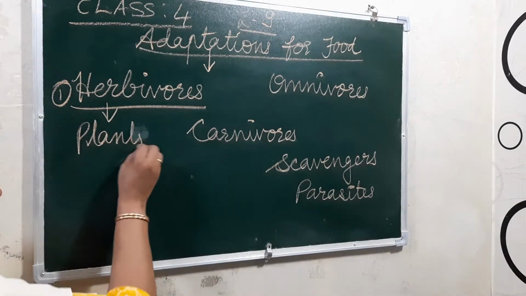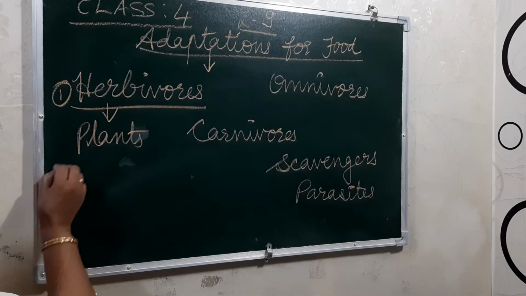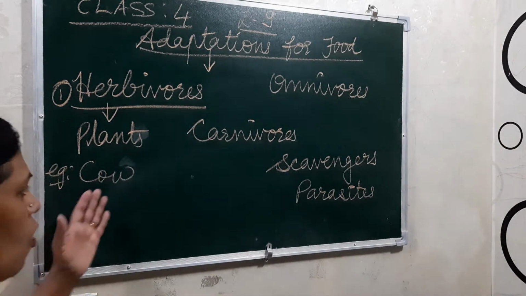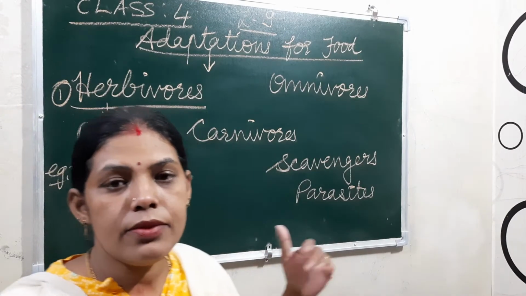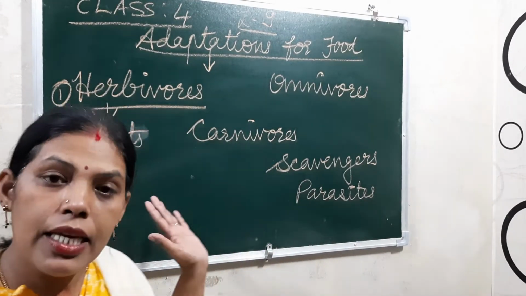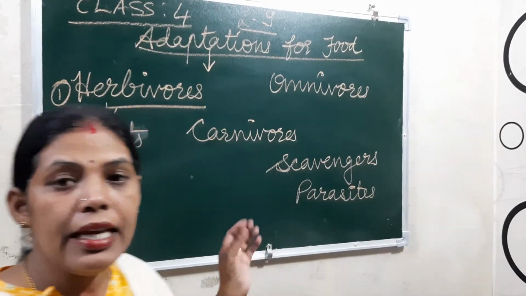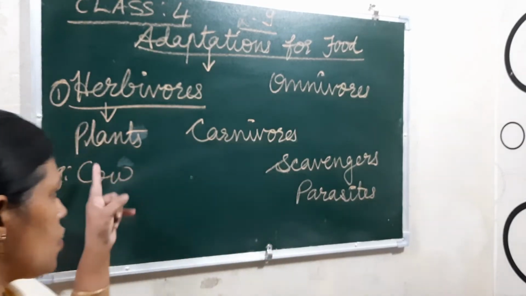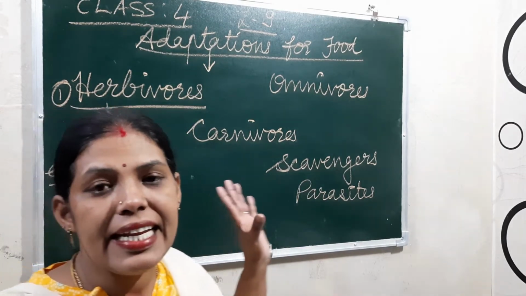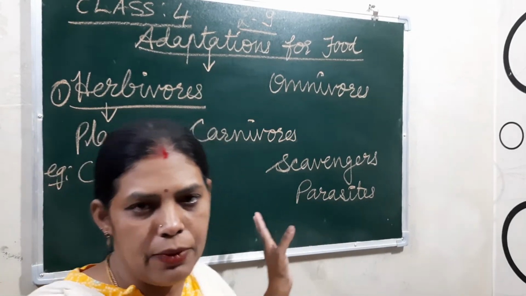And for example, which one can we give? Cow, the best example, right? Cow, horse, then giraffe, and even elephant. These all animals eat only plants, so they are known as herbivores. So plant eating animals are known as herbivores.